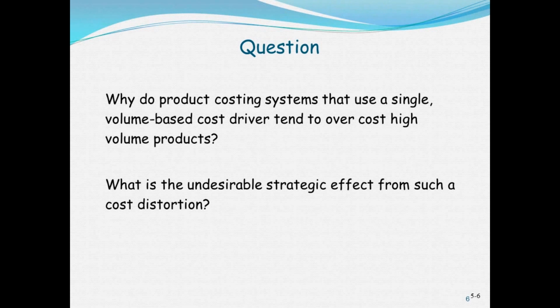And in fact, probably those lower volume, higher end goods require more, disproportionately more. The amount of disproportionately more is different by product, by company. So they require more, so the high volume product is subsidizing the low volume, high end product. And what are the undesirable strategic effects of this distortion?